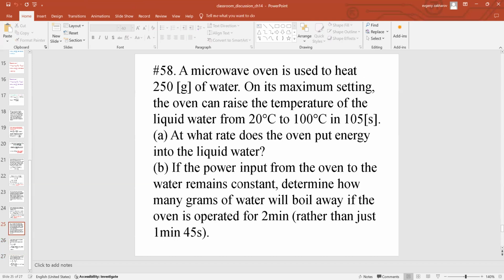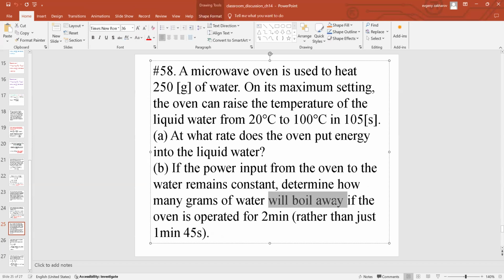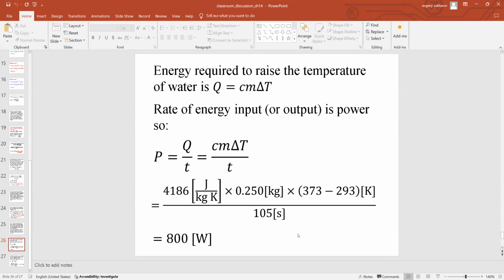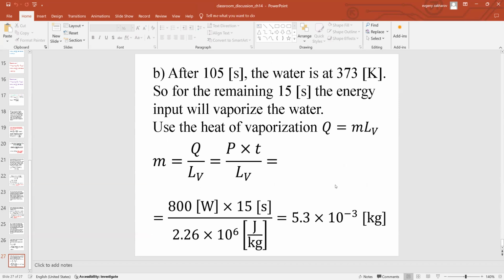And then the second part, it says same power input, and some of the water will boil away. Boil away means what? It will be converted into gas. So there is a phase change if you operate it for 2 minutes rather than 105 seconds. Well, 105 seconds is what? 1 minute and 45 seconds. So extra 15 seconds of operation, how much water will boil away, will be converted into steam, into water vapor.